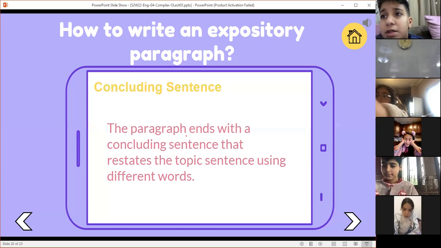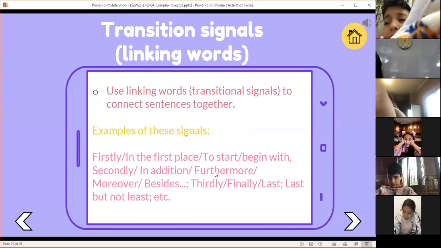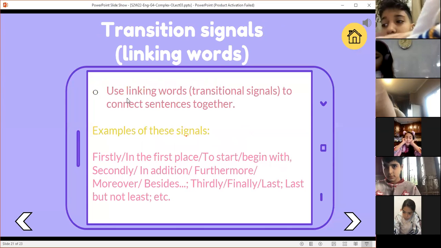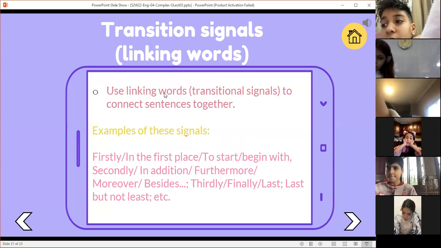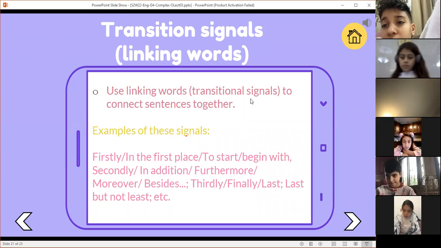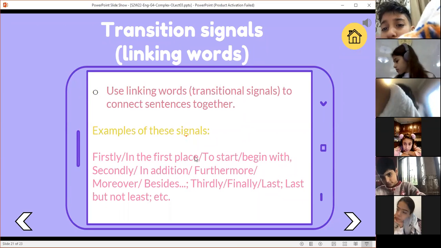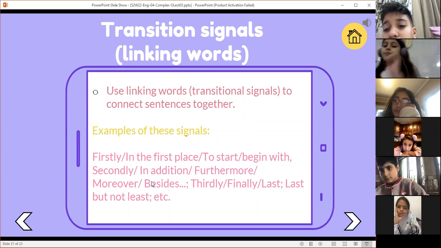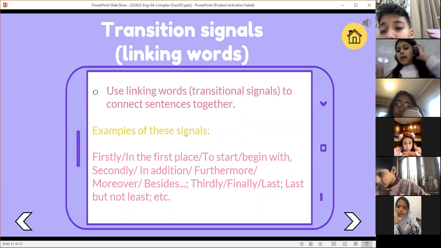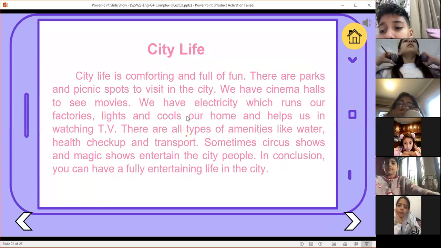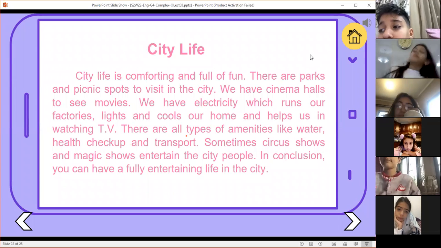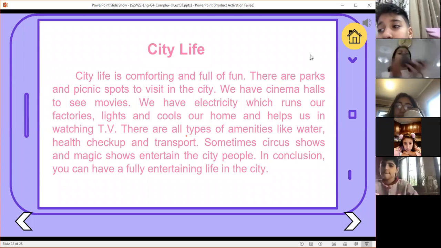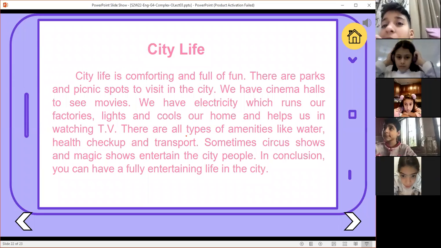At the end, you have the concluding sentence. You have to restate or rewrite what you said in the topic sentence. We all know that there are words called linking words or transitional signals, as in firstly, in the first place, to start, to begin with, secondly. All these words you can use in order to move from sentence to sentence or from idea to idea. Zahra, read for us this one, City Life. This is an example of an expository paragraph.